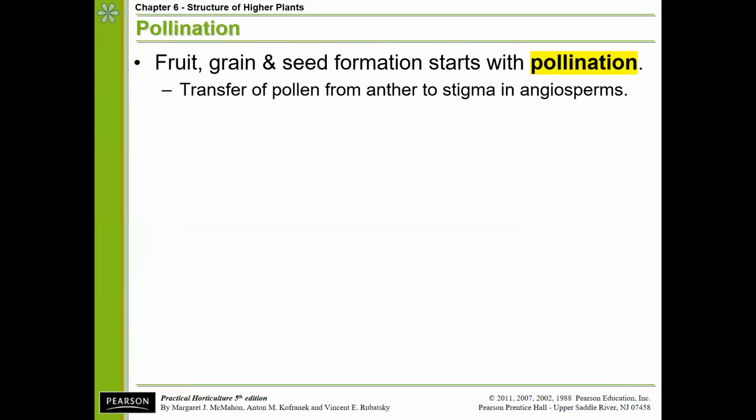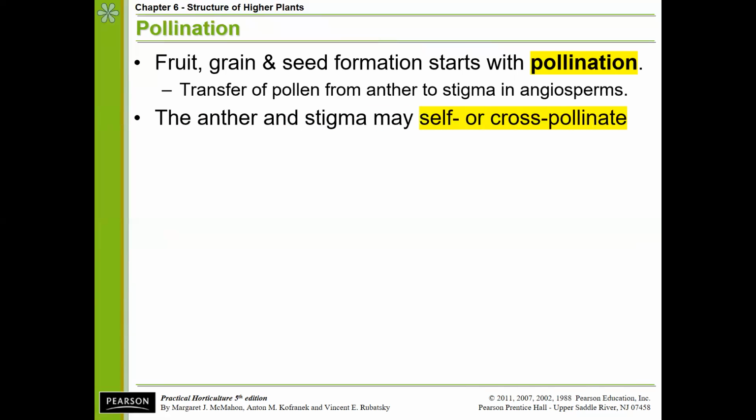All right, fruit, grain, and seed formation all begins with pollination. And we have several different types of pollination. We've got self-pollination or cross-pollination. And that's important to note for how we might save seeds, how we might even grow our crops in many cases.